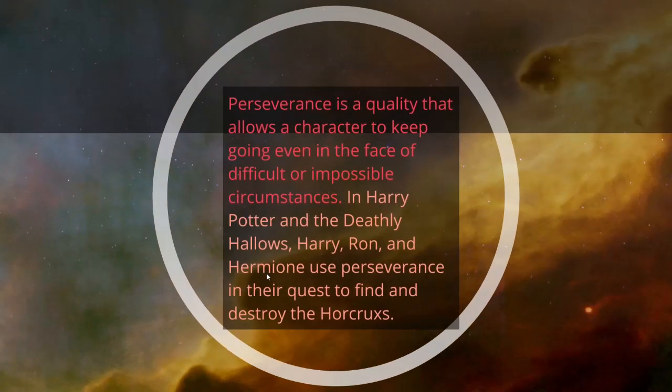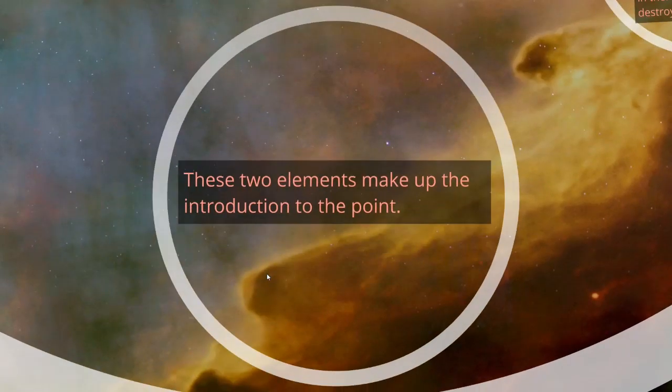Let's talk about some more specific statements. We already know the red. In Harry Potter and the Deathly Hallows, Harry, Ron, and Hermione use perseverance in their quest to find and destroy the Horcruxes. So if your particular research paper was about perseverance in the Harry Potter series, your first sentence in the red there would be your general statement explaining the idea. The second sentence here is giving your proof based on what happens in the Harry Potter movies. Or that movie. So these 2 elements make up the introduction to the point in your body paragraph. That's very important to have.